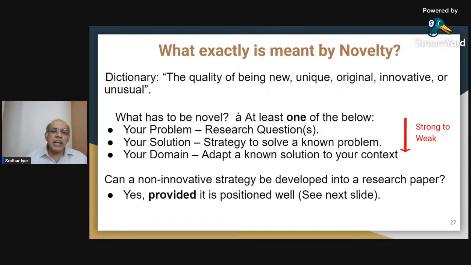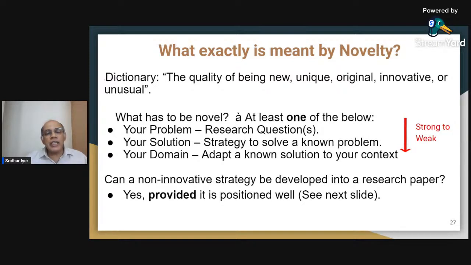So there has to be novelty either in the problem or in the solution or in the context. And this arrow basically indicates that it is strongest if your novelty is in the problem, and it weakens as you go lower. Okay. So at this point, a very obvious question pops up into most people's heads, which is, can a non-innovative strategy become a research paper? The answer to that is yes, provided it is positioned well.